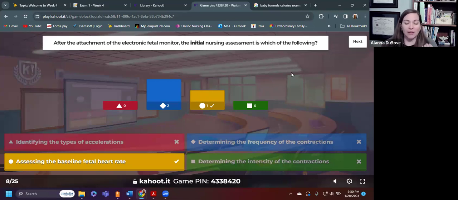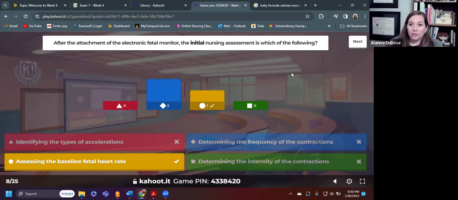Well, we're putting the baby on the monitor. That is definitely the first and most important thing we're concerned with: how is this baby doing? The way we know how the baby's doing is its heart rate. That's the only vital sign we really have to assess the baby in utero. So the heart rate is very important, and that's why that's the initial thing we look at as soon as we put on the monitor.